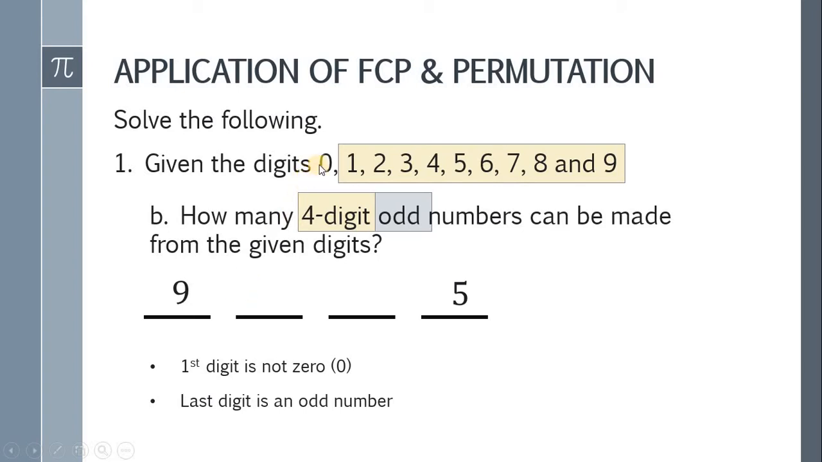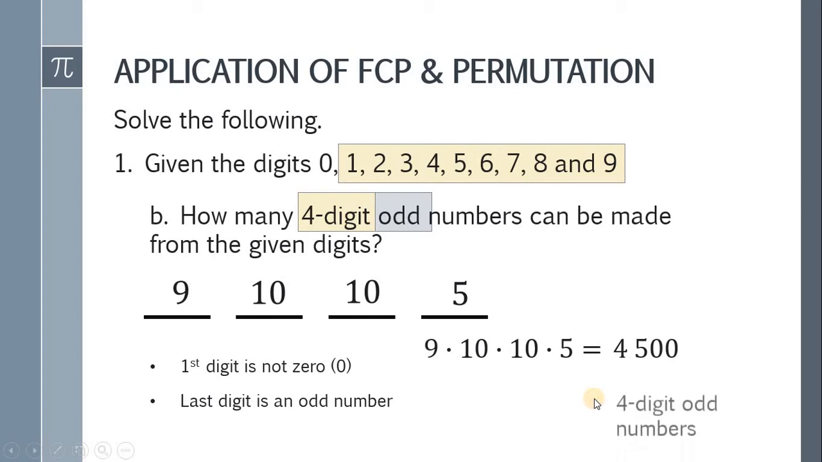Therefore, pwede natin gamitin lahat ng ating digit. So, ilan lahat sila? We have 10. Sa next digit natin, ganun din. Wala din tayong restriction. So, pwede nating ilagay yung 10 digit natin. Now, according to fundamental counting principle, we have a total of 9 times 10 times 10 times 5 or simply 4,500 different odd numbers. And we're done.